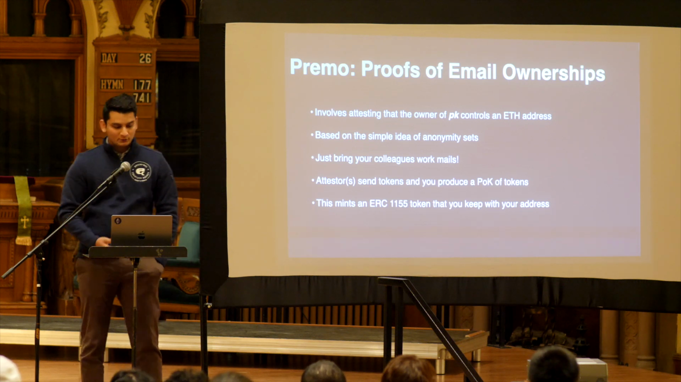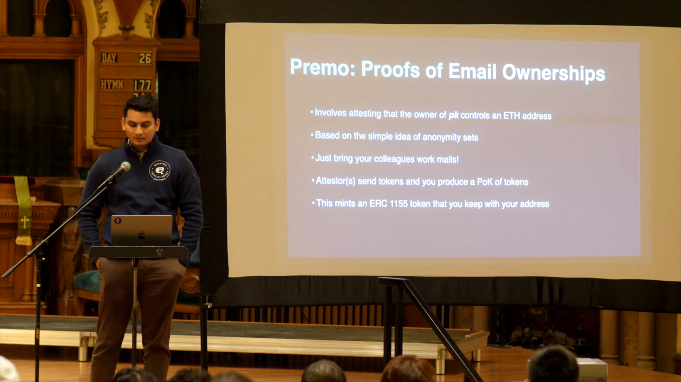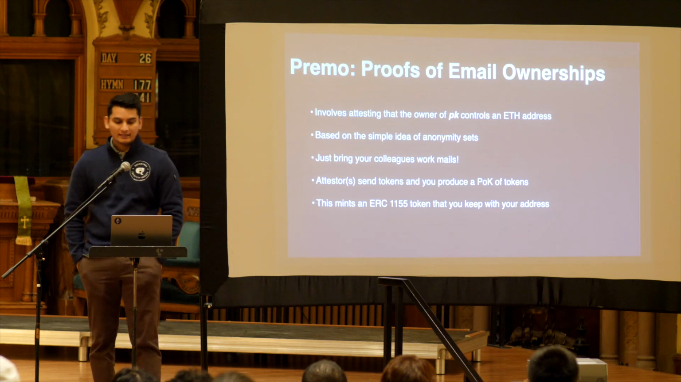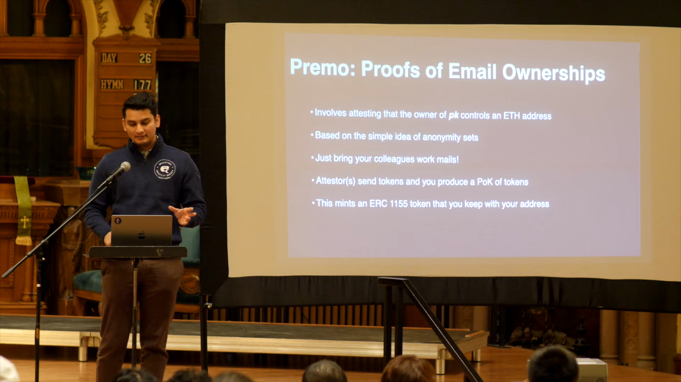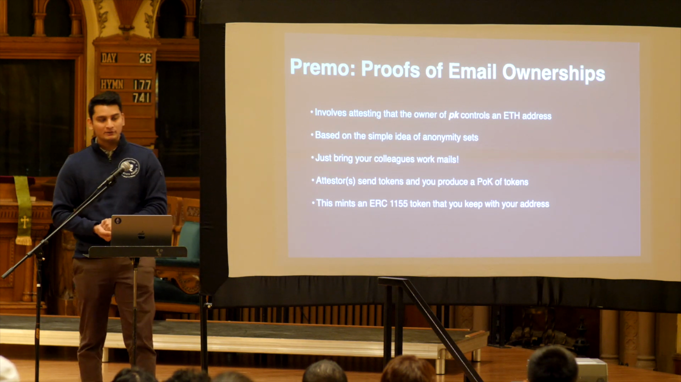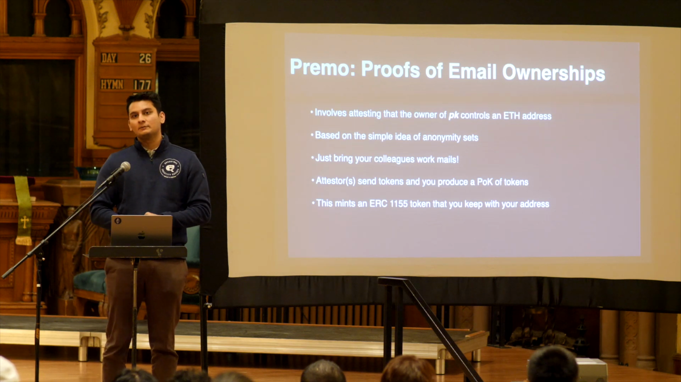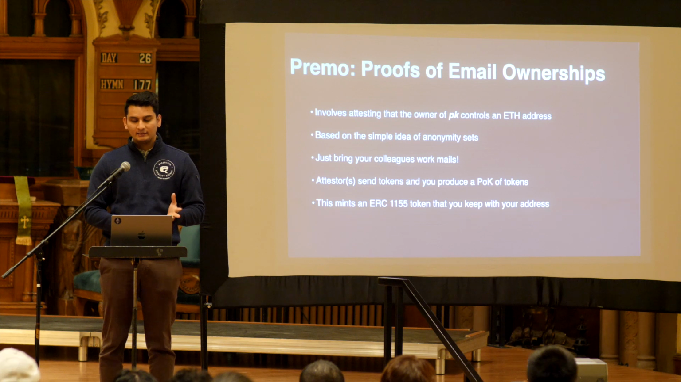We've come up with a protocol which we're calling Primo in the paper we're writing, but it allows you to attest to the fact that someone who has a particular public key, which is based on the Ethereum address public key, owns an email address with an @xyz domain. And so how do we do this? Our ideas are basically motivated by having very simple UX, and it's based on the idea of anonymity sets.